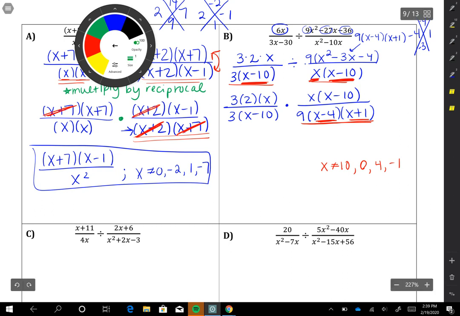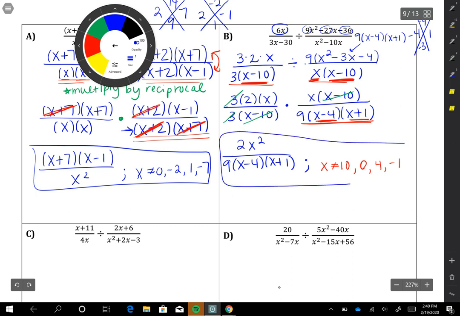All right, let's cancel out anything that we can. Notice I have a 3 on top and bottom I can cancel. My x minus 10 on top and bottom I can cancel. And I think that's it. So in my numerator, I have left 2 times x times x, so I'm going to write that as 2x squared. And in my denominator, I still have 9 times x minus 4 times x plus 1. And that's all you'll have, and your excluded values. All right, we'll finish the rest in class.